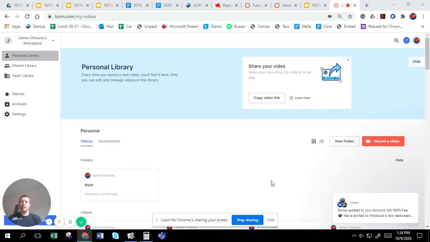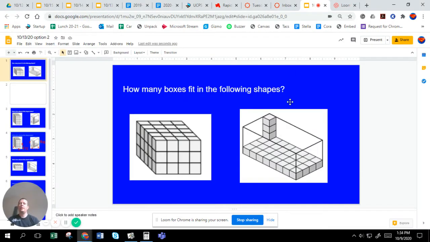Guys, you took option number 2, so we're going to take a look at all of our problems based on the computer, not doing some of it in the real world. So let's take a look at the problems we started with. It says, how many boxes can fit in the following shapes?